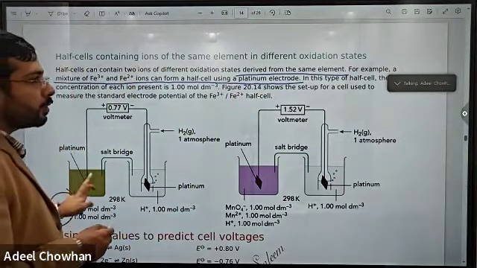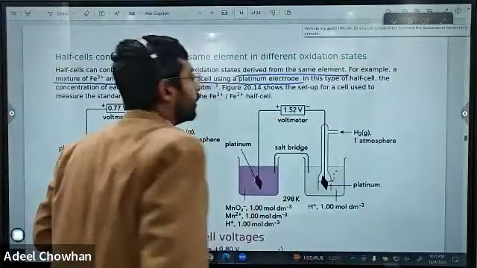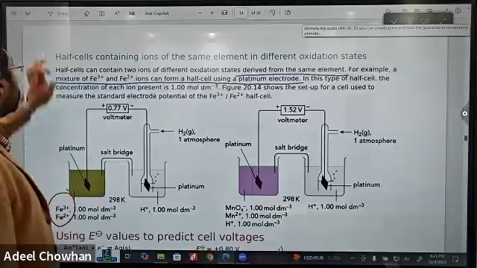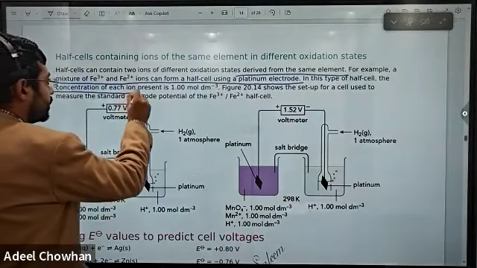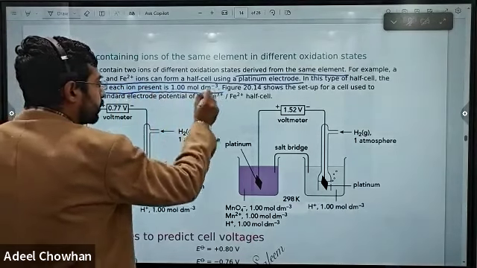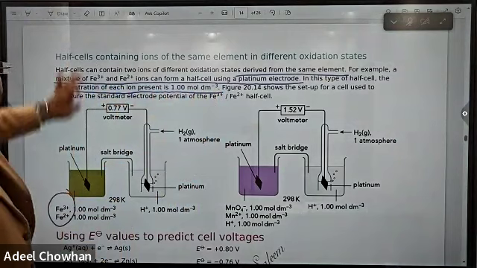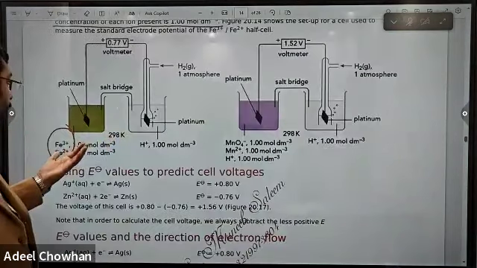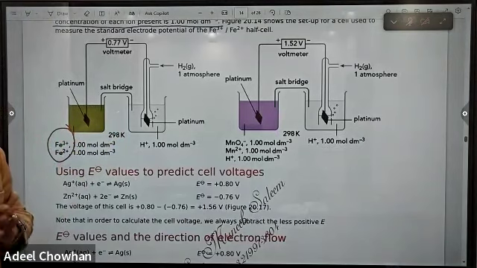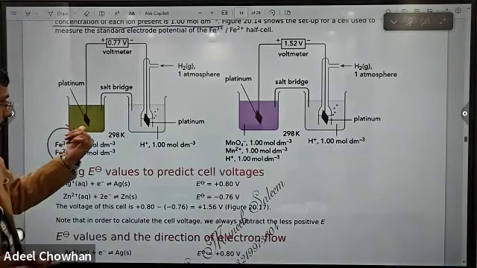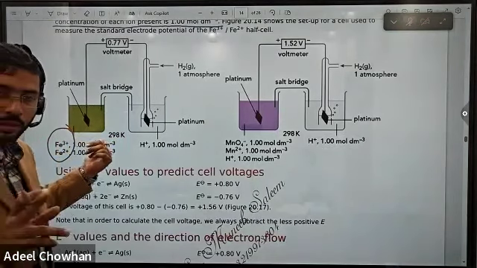In this type of half cell, the concentration of each ion present is 1 mole per dm cubed. The figure is shown here. We have this half cell of iron 3 plus and iron 2 plus. These are the two different oxidation states. But the color, as you can see, is a combination of two colors.